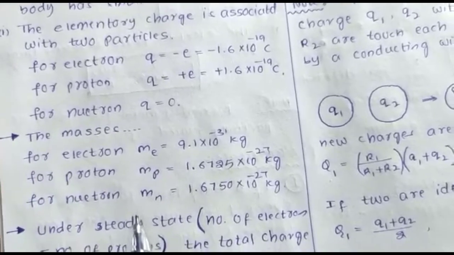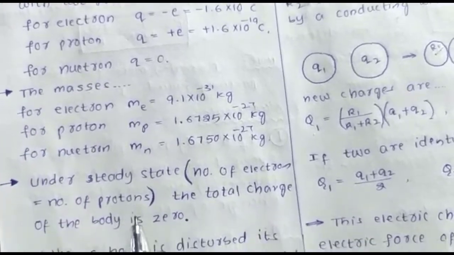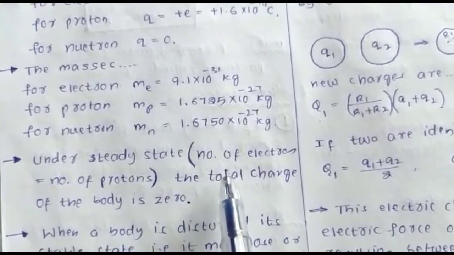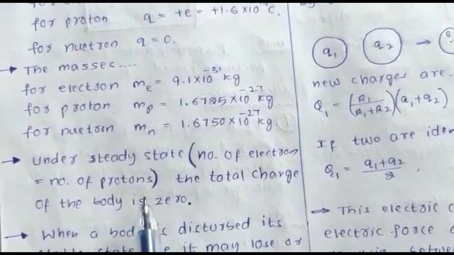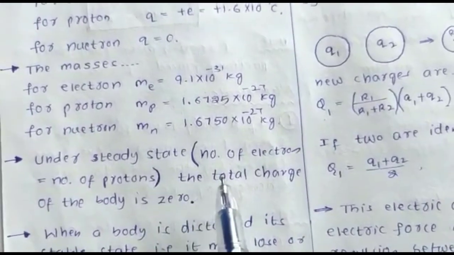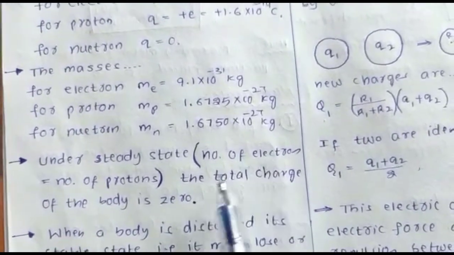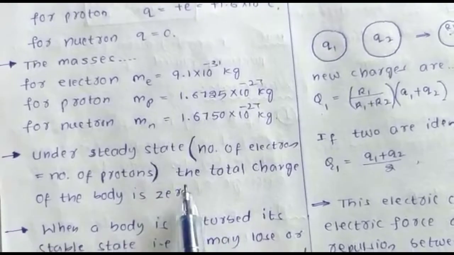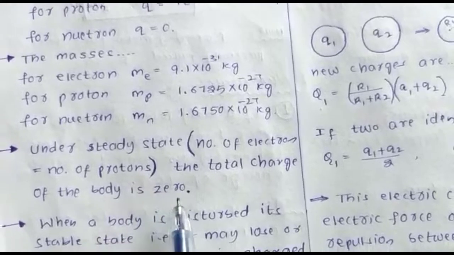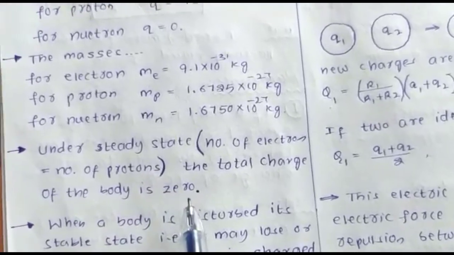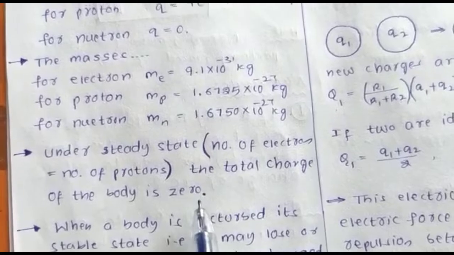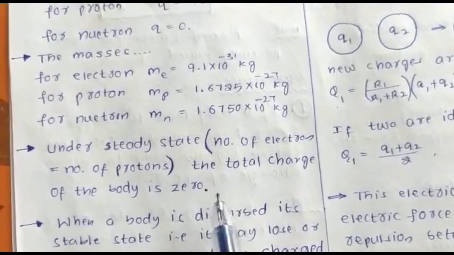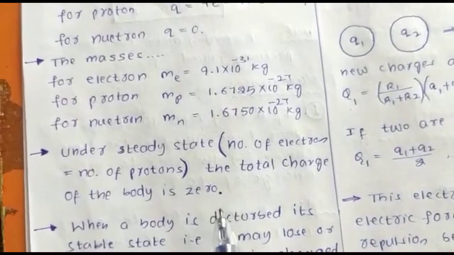Under steady state condition, for every atom under stable condition the number of electrons is equal to the number of protons. How much negative charge is produced by the electrons, that much positive charge is produced by the protons. Therefore under stable condition the total charge of the body is 0. When the total charge of the body is 0, that body is called an uncharged conductor or uncharged material, or we can call it a neutral conductor or neutral material.